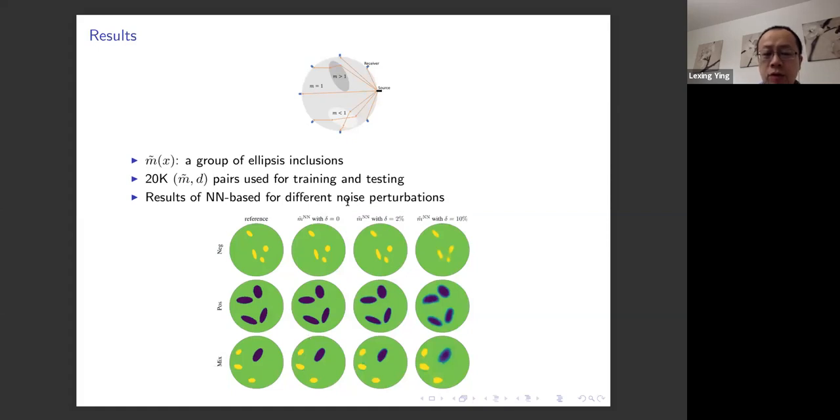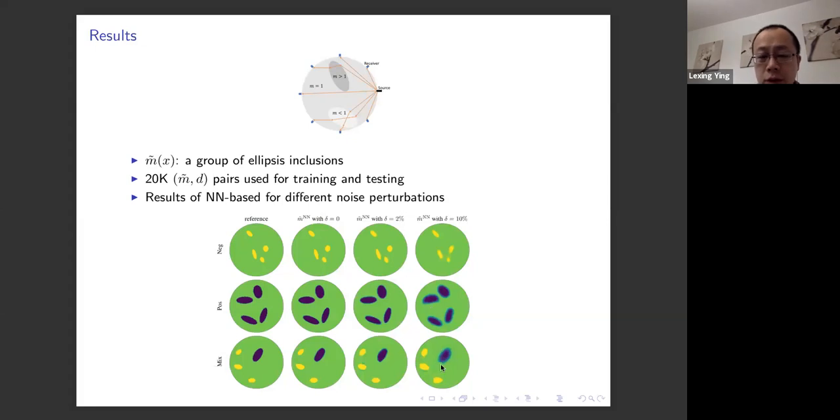In travel time tomography problems, typically the data you record will have quite a bit of noise. So here we are studying how the noise impacts our reconstruction by the neural network. You see that in the second column, we get almost perfect reconstruction. As the noise goes up, delta equal to 2%, and delta equal to 10%, the pictures get a little bit more blurry, inevitably, because we have noise.